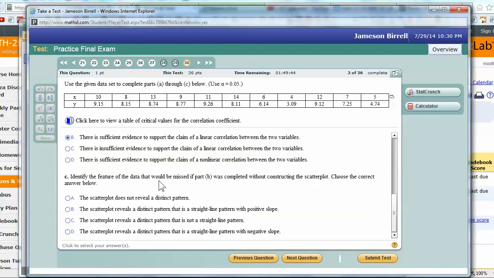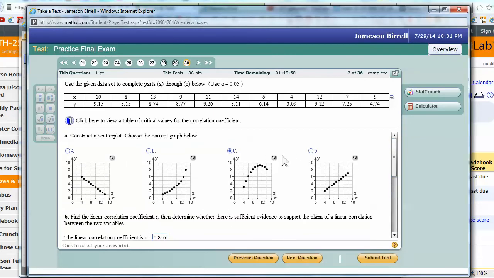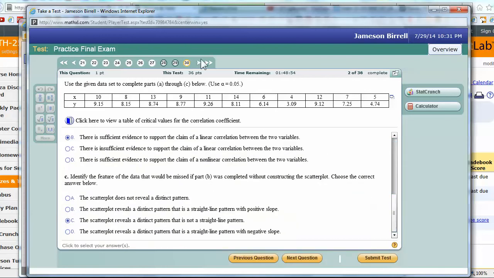Identify the feature of the data that would be missed if part B was completed without constructing the scatter plot. Okay, what would be missed was the scatter plot reveals a distinct pattern that is not a straight line pattern. So the work done is really nonsense. There is a term that I've heard for this that applies to all of our hypothesis tests and all the data that we collect. In fact, if we're collecting data that's not simple randomly sampled, you'll hear this phrase sometimes: crap in, crap out. And that's kind of like what we have here. This is not data that support running a linear correlation test.